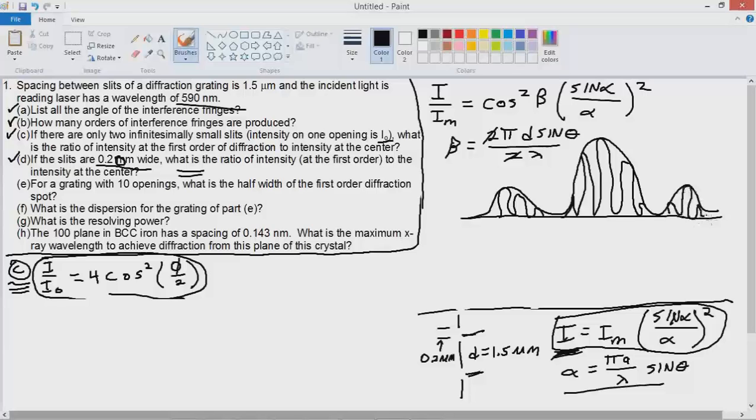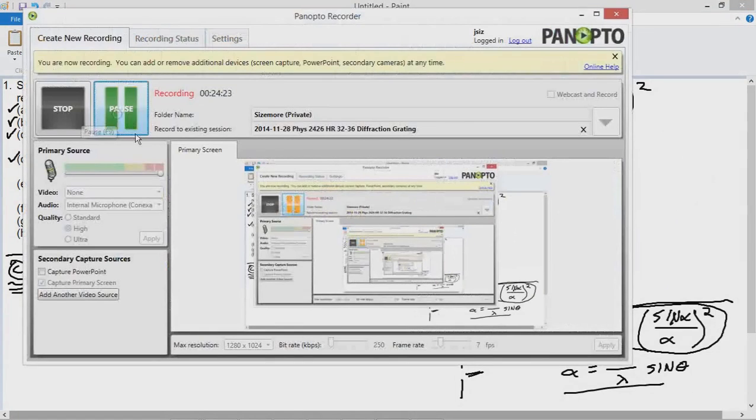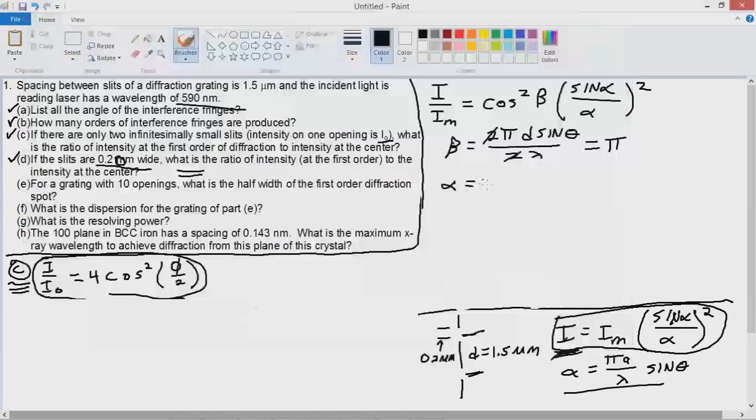Okay. Time to crunch numbers. I will be right back as soon as I do that, and in the meantime I'll also erase this picture. First we have alpha equals 0.419. Just like before, phi over 2 is pi at the first order of diffraction. So cosine squared of beta is 1. We're fine there. We're actually going to find sine alpha over alpha now.